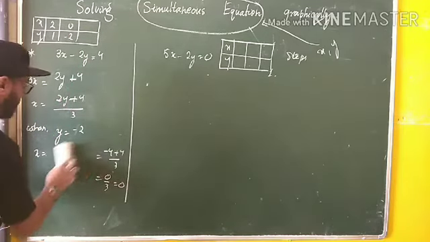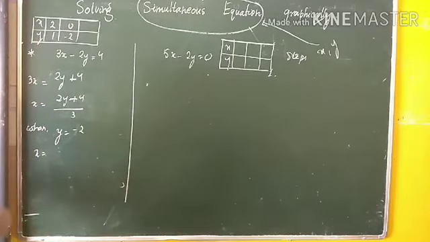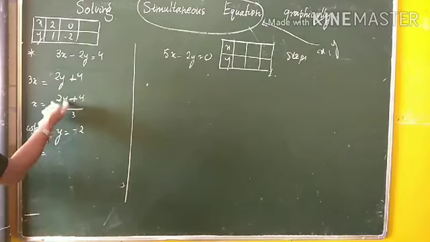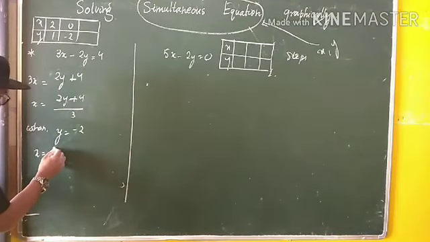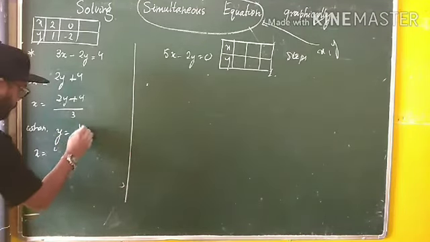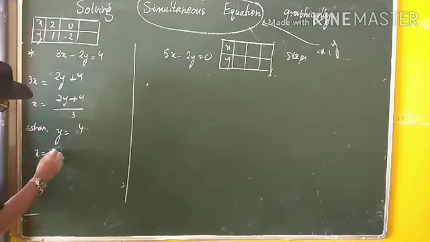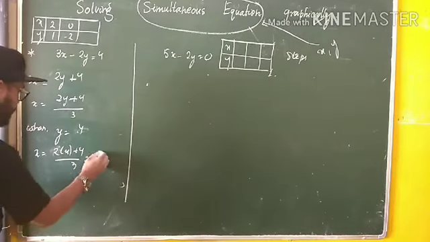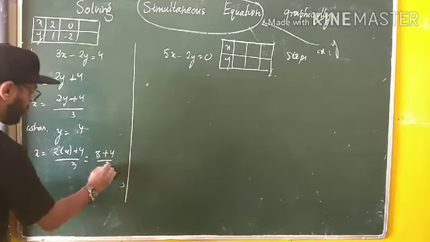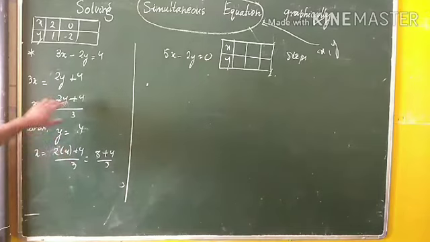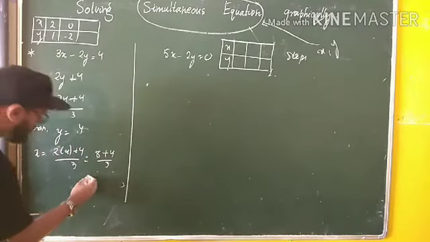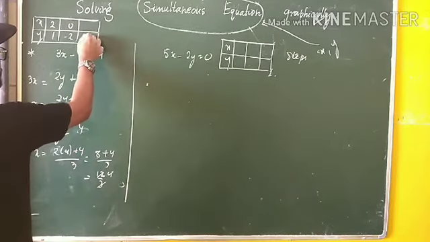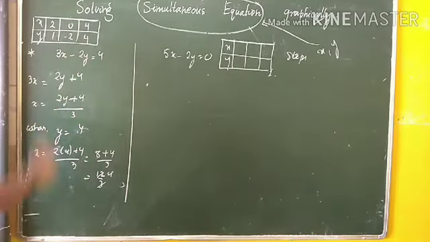Now the third value that we have to take: we cannot take 3, because 3 twos are 6 plus 4, so let's take 4. When y is equal to 4, then x is equal to 2 into 4 plus 4. All this calculation we have to do and find out at what value it will be divisible. So 3 fours are 12. So when y is equal to 4, x is also equal to 4. So we got all the three coordinates.